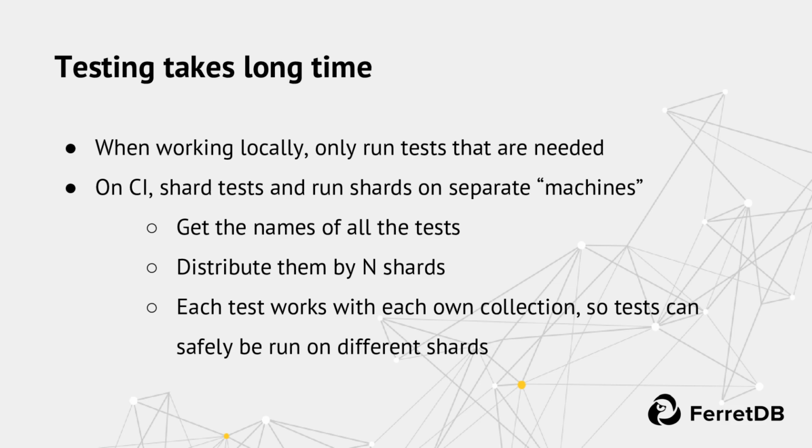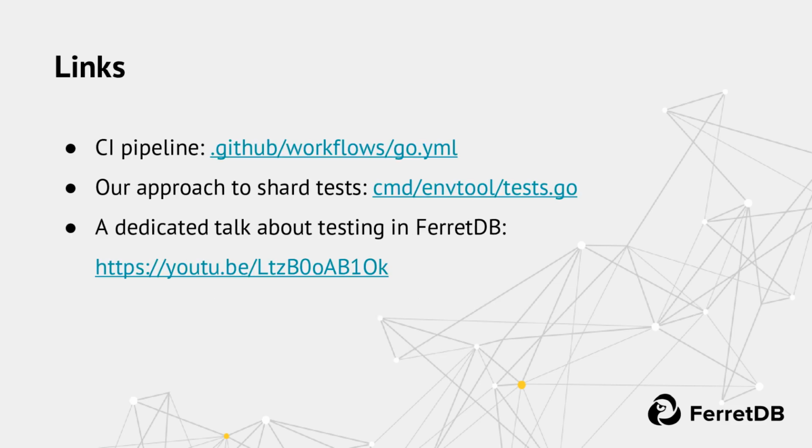Okay, so I can talk a lot about tests, but I will better give you links. There is a link to our CI pipeline, so you can see what exactly we run. And we have our own tool that actually does the sharding. Again, it's open sourced. It's on the FerretDB repo. And we had a dedicated talk about testing, so if you want to learn more about testing in FerretDB and why it is challenging, you can just watch it.